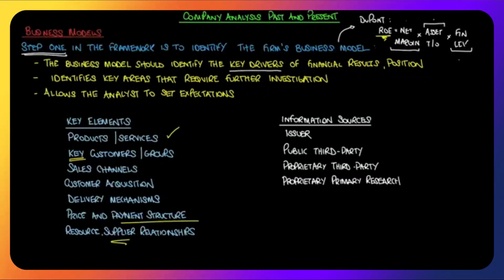Information sources, not that much to say. The issuer themselves, the 10K, the annual report, the quarterlies, all sorts of other documents they have to produce and file in the US with the SEC. Talked about that back in financial statement analysis. Public third party, get on the web, obviously. Proprietary third party, FactSet, Bloomberg, etc. Or proprietary primary research. Commission some research.